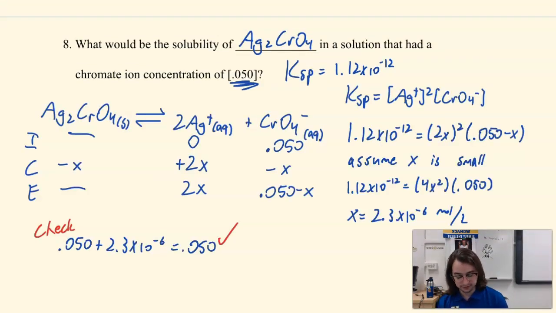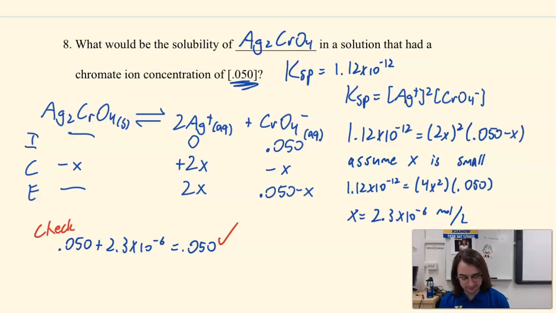Okay, hopefully this is what you got. Common mistakes that I could see you making is that you forget to do the balanced chemical equation. Don't forget that you have 2 silvers in solution. So that has to follow along with your ice table. It also has to be included here. So make sure that when you plug in, you do 2x squared.